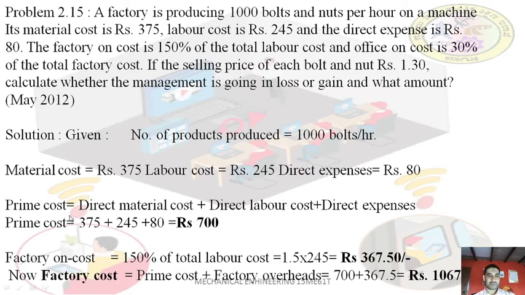After the prime cost, you need to calculate the factory cost, which is given by the formula prime cost plus factory overhead. The factory overhead we have calculated is 367.50, and the prime cost we have calculated as 700. If you add both these, we get the factory cost. So the factory cost will become 1067.50. That is the factory cost.